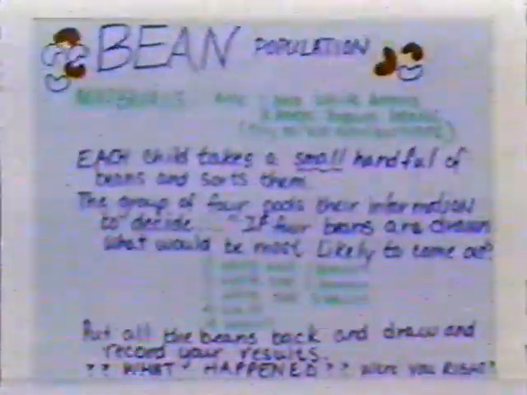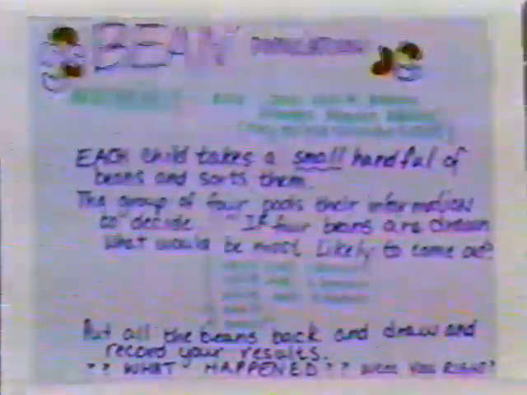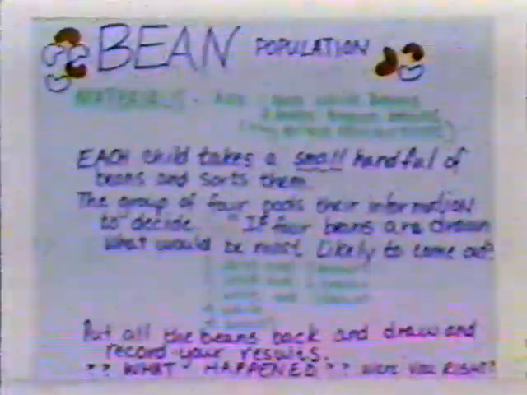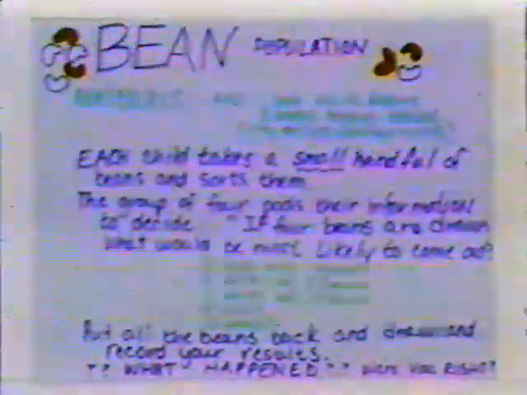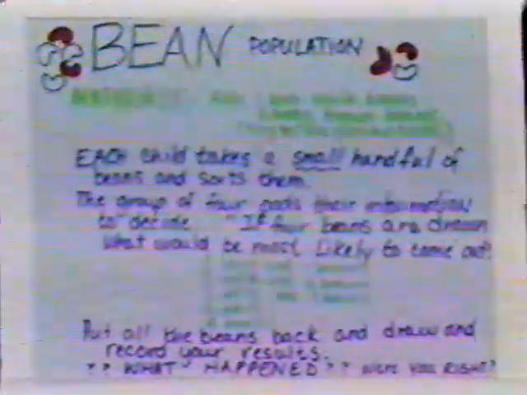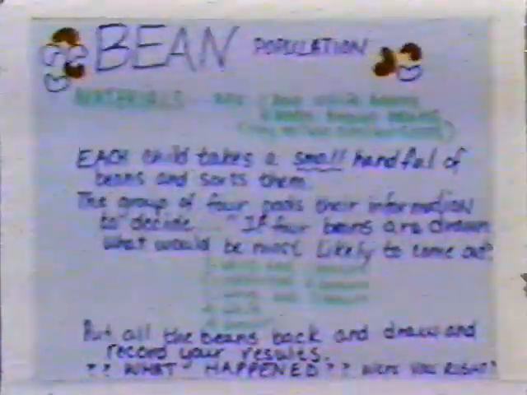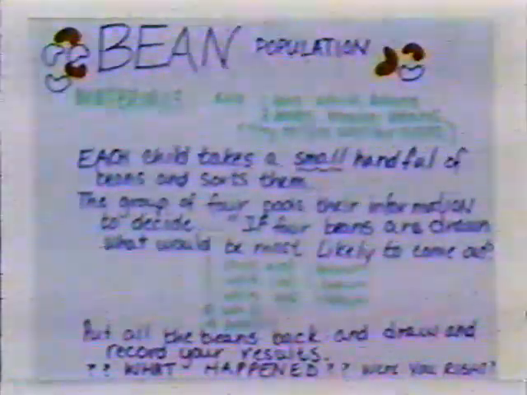Each child, you'll go around the room, will get a small handful of beans, and then they will, among their group, compare all the different combinations that they receive. One child may have 5 brown ones and a white one, and the other child may have 3 browns and 2 whites, or whatever it is.